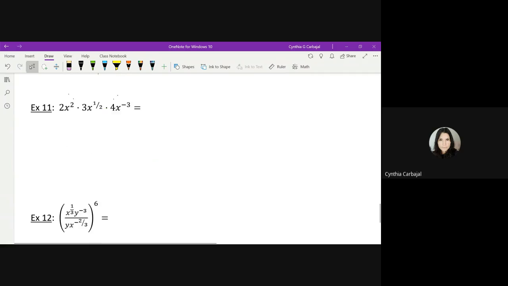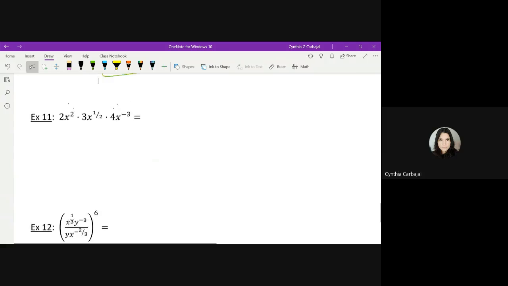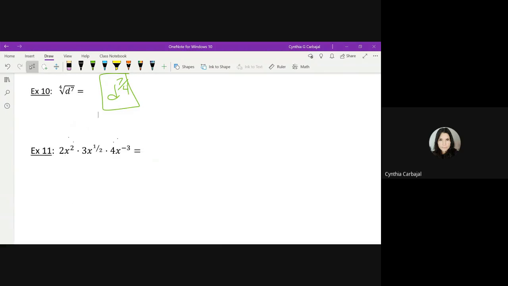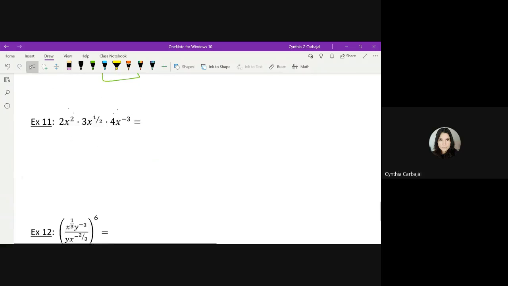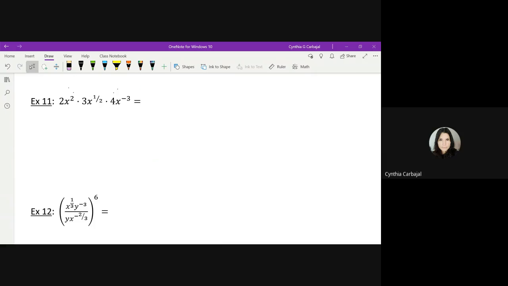All right, example 11 and 12. I don't believe you're going to have these in your assignment, but I just wanted to show you something that's a little more extensive and challenge you a little bit with this problem. So if you have numbers like this, since the exponents are just with the variables, then I would start only with the numbers. So you have 2 times 3 times 4. So 2 times 3 is 6, times 4 is 24. So there's my number.